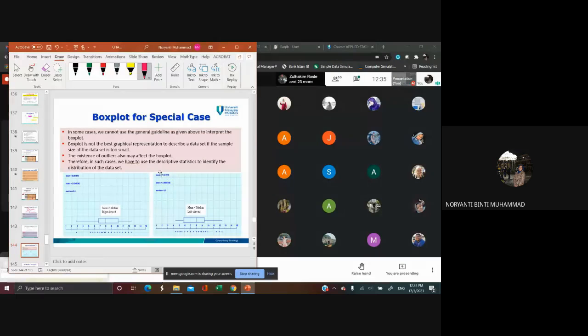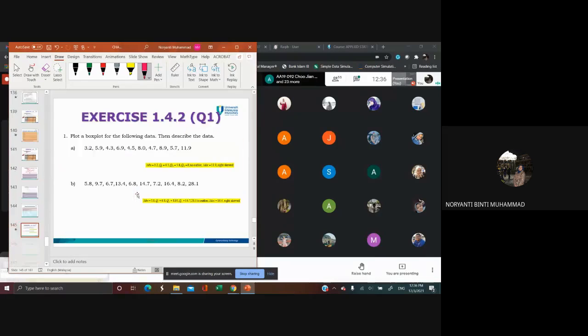Okay. So this is a special case. You can go through this one, but this one usually happens when you collect your own data in your assignment later. Later you can see some of you will meet this kind of problem, but some of you will not. But you can refer to me, okay? If you have a problem identifying whether your data is skewed to the right or skewed to the left, okay?